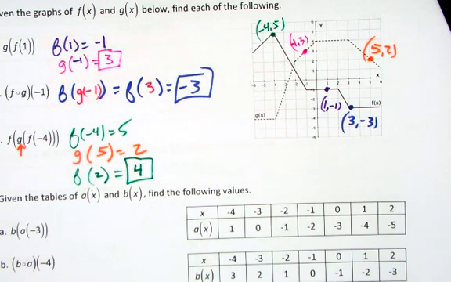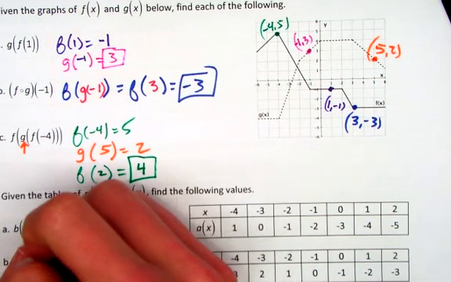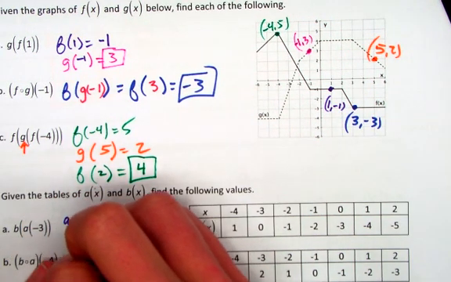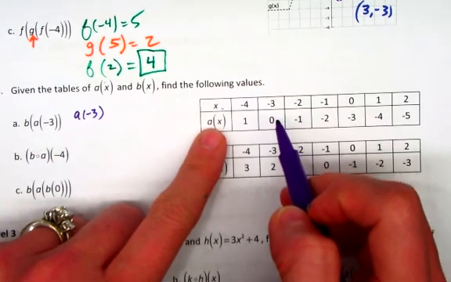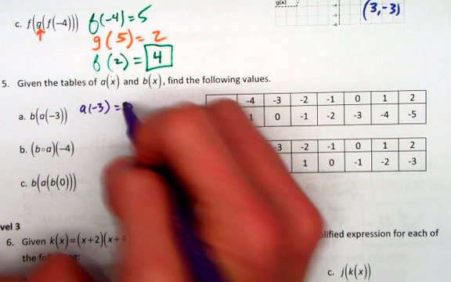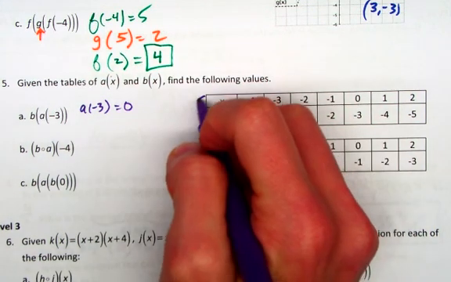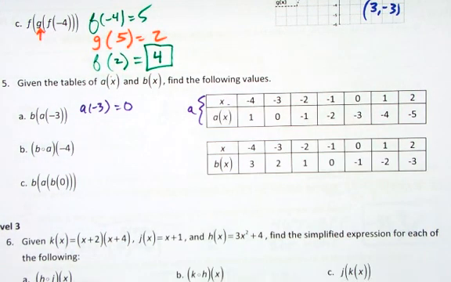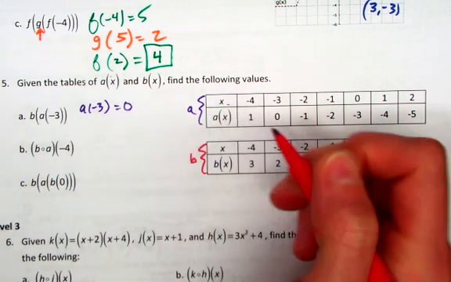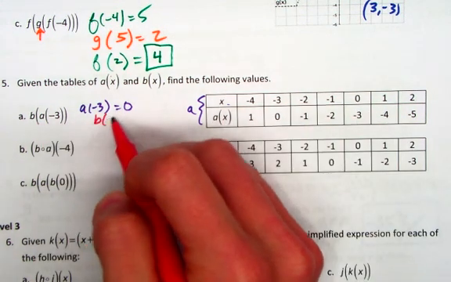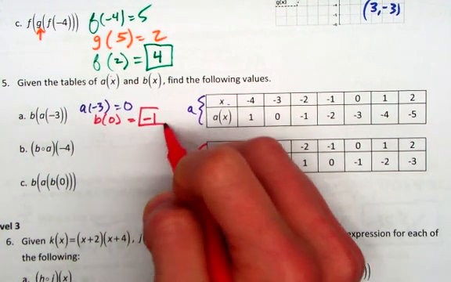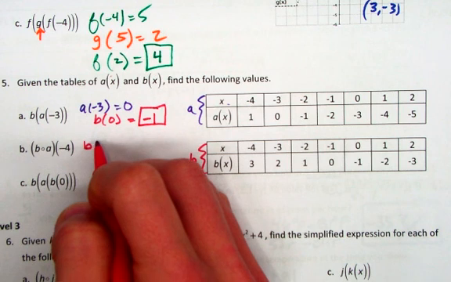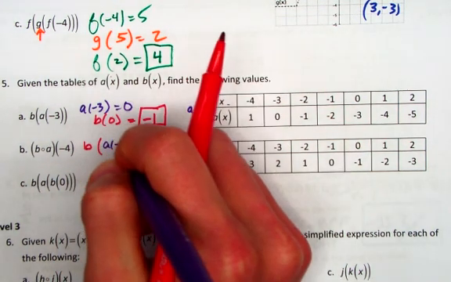And then for the tables, it works the same way as it does in the graph. I want to find a of negative 3 first. A of negative 3 means x is negative 3, and I'm using this graph because this is a. So that's going to be 0. But this table is b, and I want to find b of a of negative 3. So I want to find b of 0. When I come over here and find 0, that's going to be negative 1.